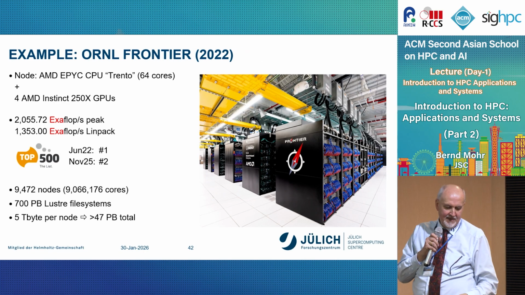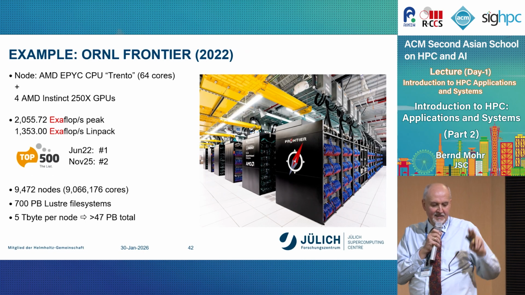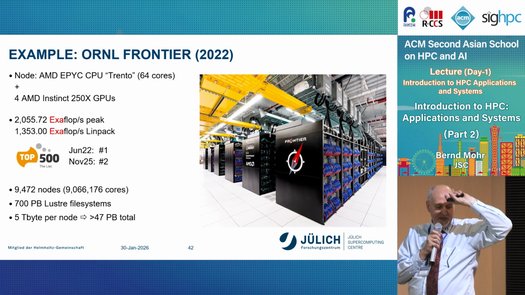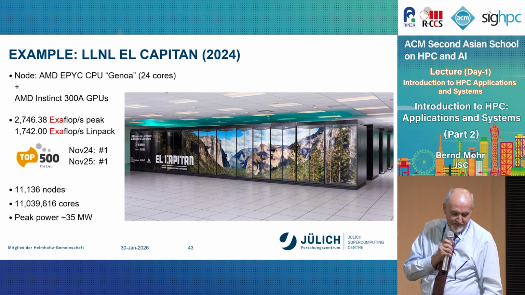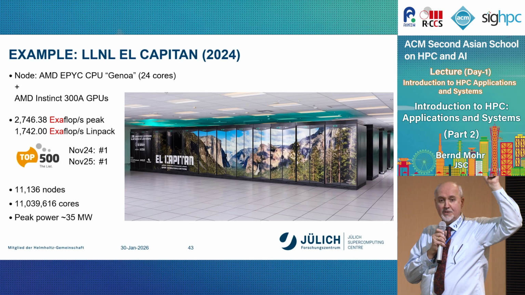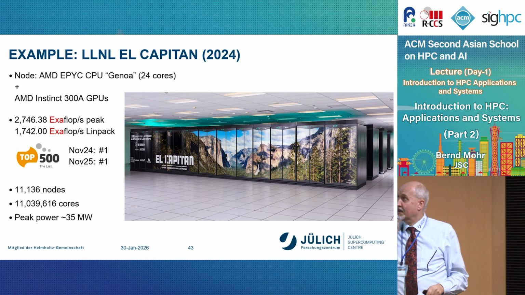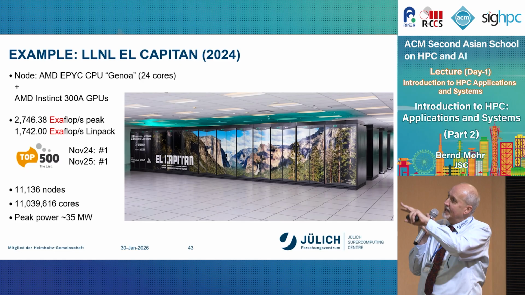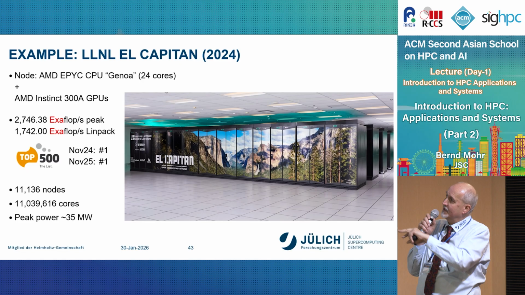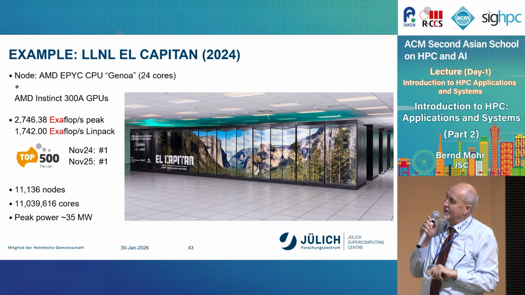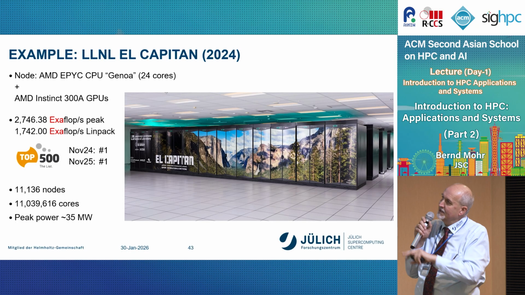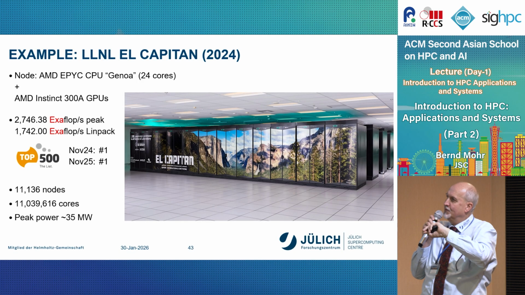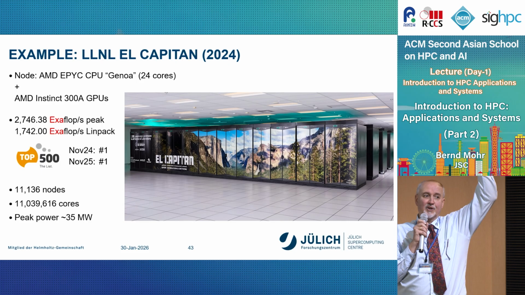This is number 2 currently. This is in Oak Ridge, the Frontier system with EPYC CPUs and AMD GPUs. This is number 1 currently, the most powerful computer now. It's called El Capitan. It's in Lawrence Livermore National Lab in the US. It has, again, EPYC processors and AMD Instinct MI300A processors. So in May, as a LINPACK measurement, it reached 1.742 exaflops, almost 2. This is the current record.